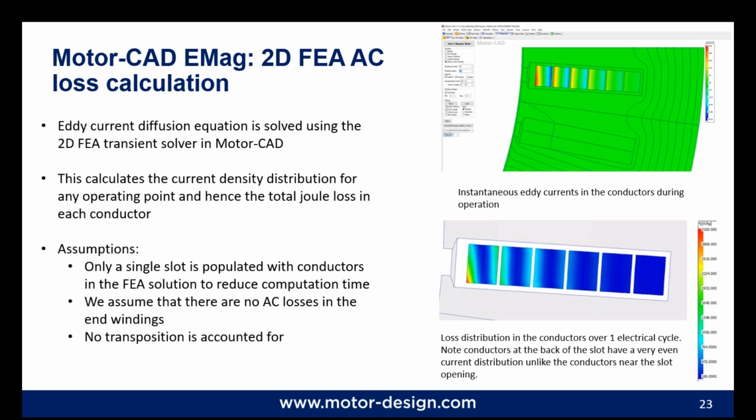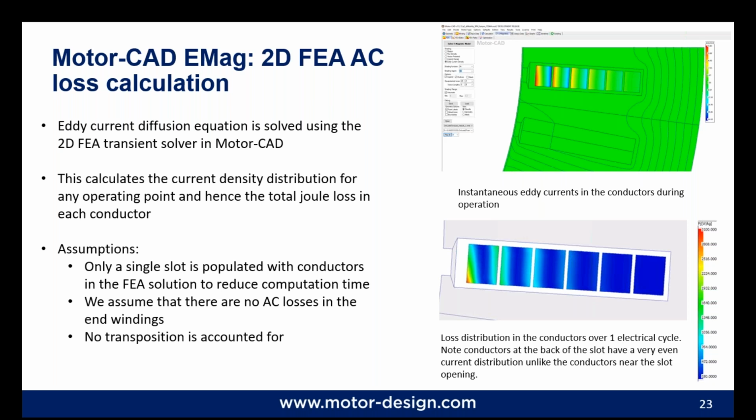So in Motor-CAD EMag, as I mentioned before, we have a 2D transient finite element solver, and this basically solves the eddy current diffusion equation in any conductive region to calculate the eddy currents and the uneven current density distribution in each of the conductors. So we simply take the conductors, mesh them in our finite element, and solve the eddy currents to find out what the total overall joule loss is in each conductor.